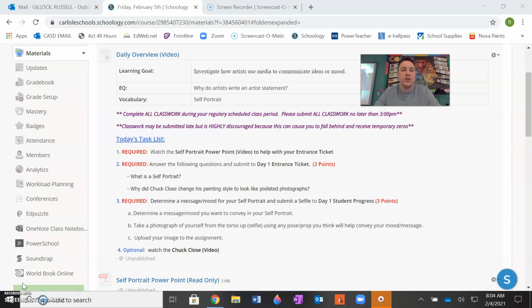And then for the 4th task for today, it's an optional video, but there's a video attached called Chuck Close. It's basically an interview with that artist where he explains his life story and how he got to where he is. But again, that is optional. So please make sure you complete steps 1 through 3. Most importantly, you're doing your entrance ticket and submitting your selfie today. And then that video is there for you if you'd like to get some more insight on Chuck Close.